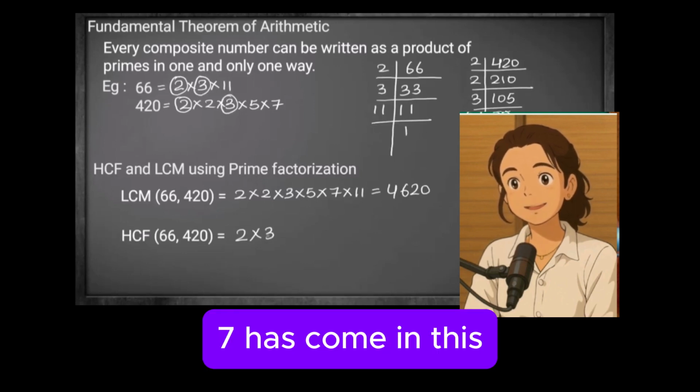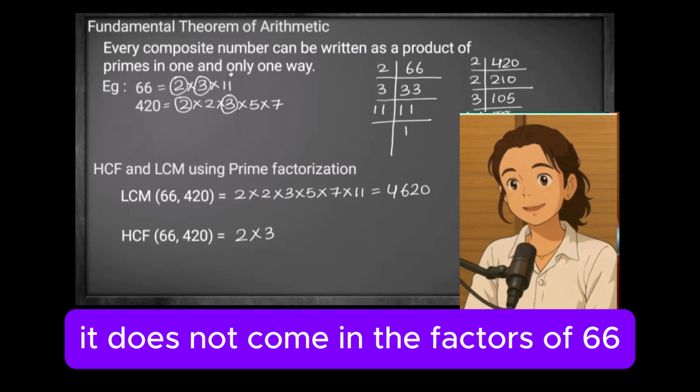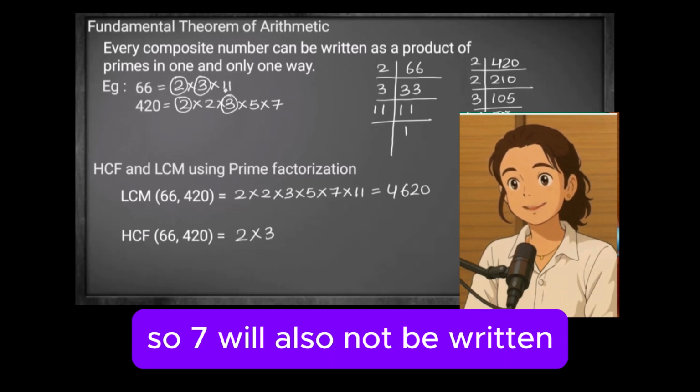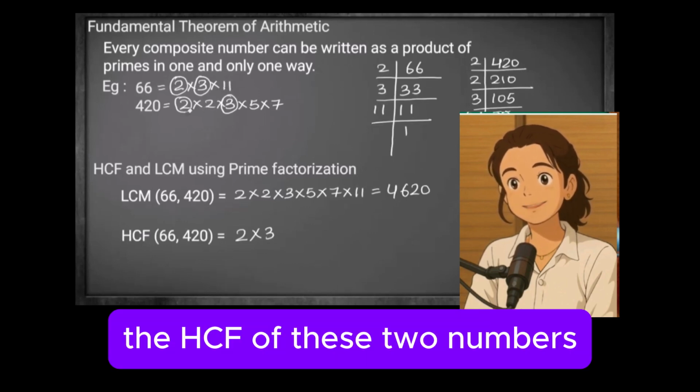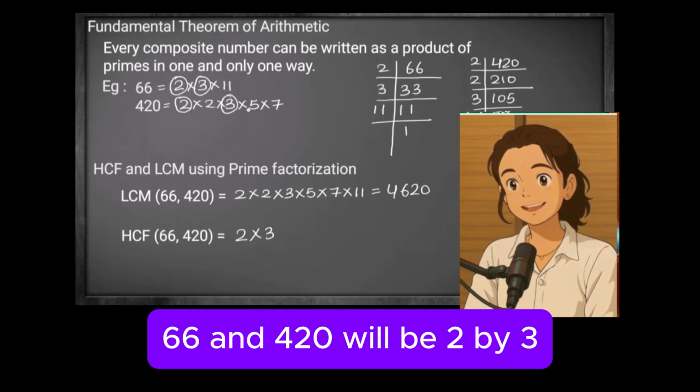7 has come in this. It does not come in the factors of 66. So 7 will also not be written. The HCF of these two numbers, 66 and 420, will be 2 × 3.